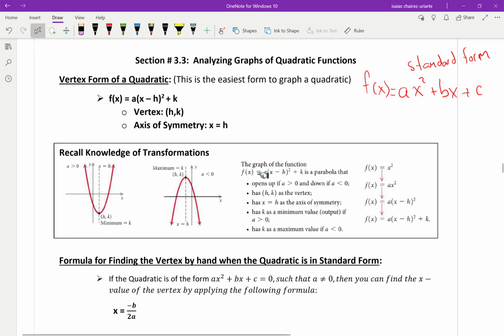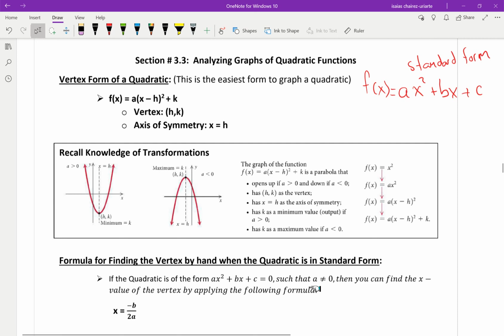Okay, so if you're given the vertex form, if the number in front of the parentheses, the a, happens to be positive, the parabola opens upward. So if a is positive, it opens upward. If a happens to be negative, our parabola opens downward. If your parabola opens upward, then the vertex is a minimum. If the parabola opens downward, then the vertex is a maximum. Okay.